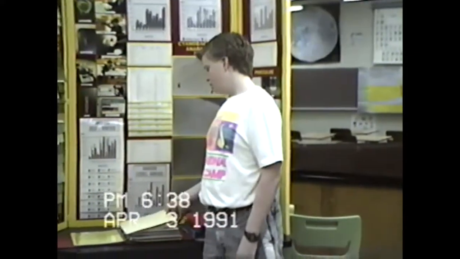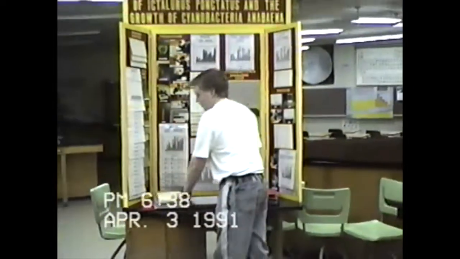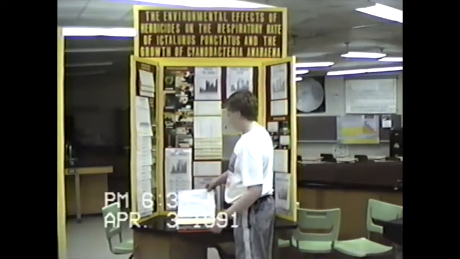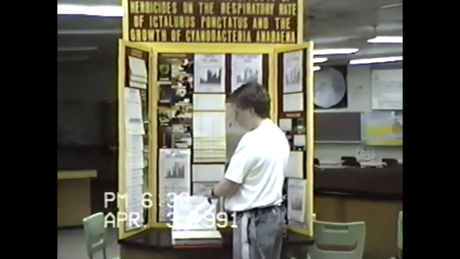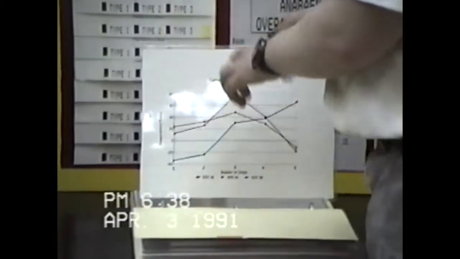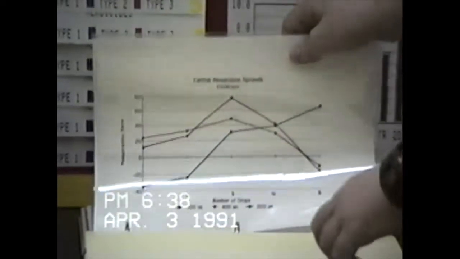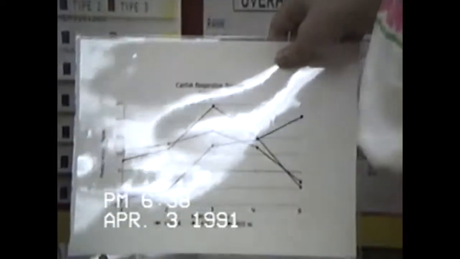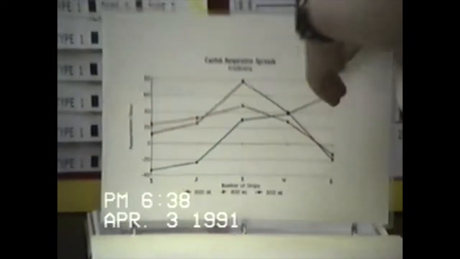Once I had done this, I was able to graph my results by figuring out the spread. In other words, the difference from the control, either above or below. So as you can see here under Eradicane, generally they all started out about the same on drop 1, except for the first drop on the 300 milliliters, which caused a big decrease to about minus 35. But the other ones tended to stay the same trend, even though the 300 milliliters caused a steady increase in the respiration.